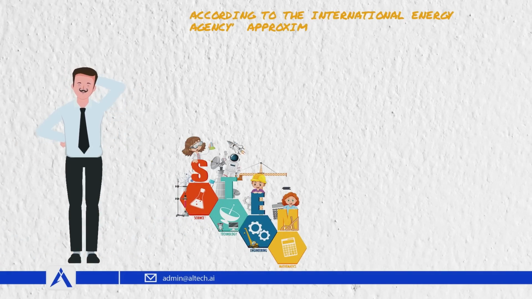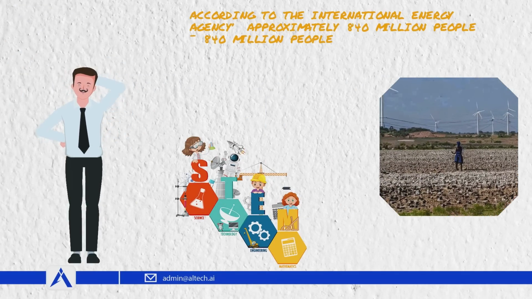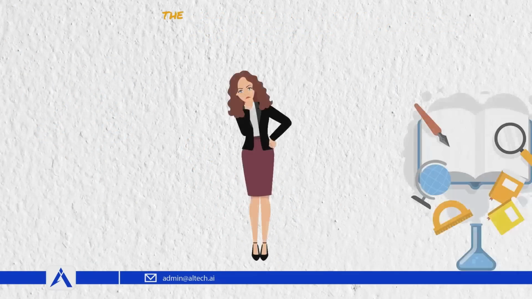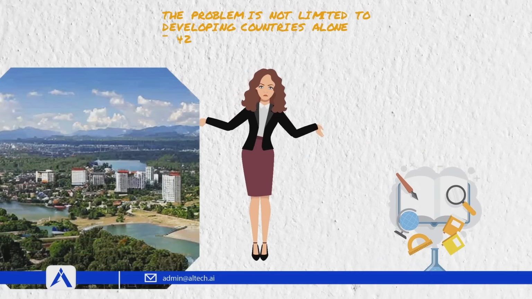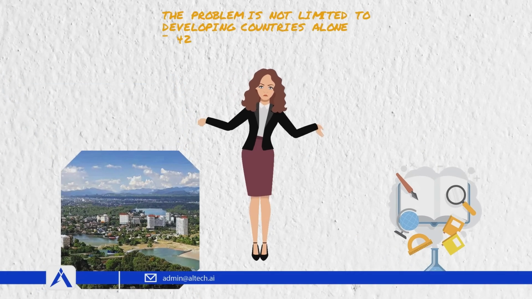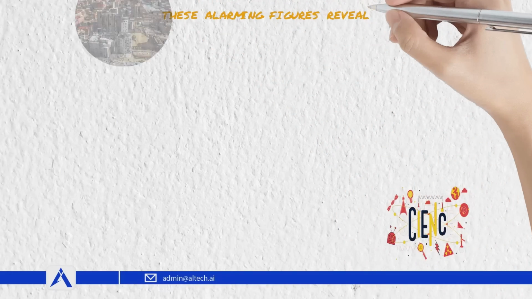Energy poverty is a rampant issue that affects millions of people worldwide. According to the International Energy Agency, approximately 840 million people across the globe are deprived of access to electricity. Similarly, the report by the United Nations Development Programme states that 42% of the population in sub-Saharan Africa live without reliable access to electricity. The problem is not limited to developing countries alone.